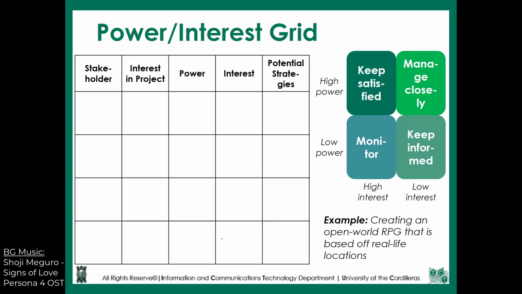So we have here an example of how we can use the power interest grid. This will be really important later on when you create your activity. The example is creating an open world RPG that is based off real life locations. A lot of JRPGs are under this, like the ones that come off the top of my head, probably Sekiro: Shadows Die Twice, or maybe Persona 5. We'll see why real life locations are really necessary.